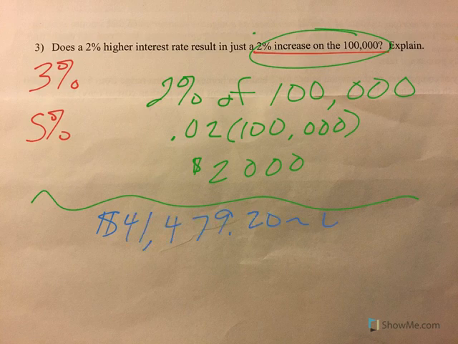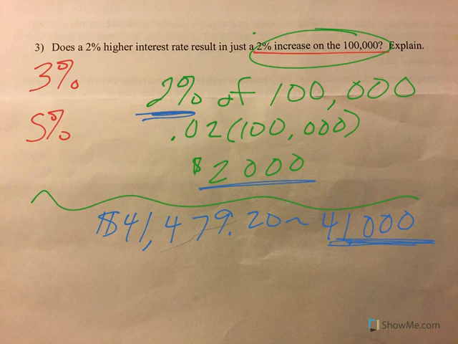$41,479.20. You know what? Let's just round that to $41,000, just for fun. Because if a 2% increase results in $2,000, then $41,000 would result in a 41% increase of the 100,000. So you look at this, 2 percentage points difference is 41% more when you're talking about how much of the 100,000 you're paying. That's a lot of money.